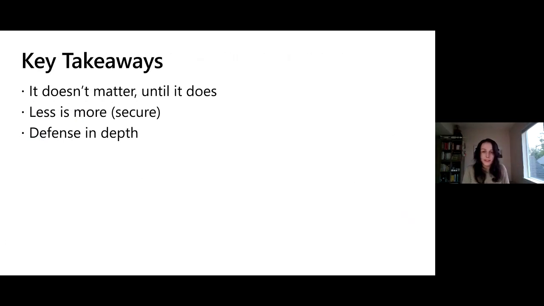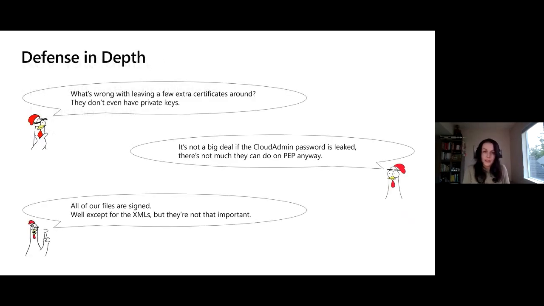The principle of defense in depth relies on every single component being secure individually. Working with other software engineers, I've heard each of these excuses, and some of them rather often, like, what's wrong with leaving a few certificates around? They don't have private keys. It's not a big deal if the cloud admin password is leaked. It's not like they can do much on PEP. It's super locked down, super low privileged. All of our files are signed, well, except for the XMLs, but it's just not that important.